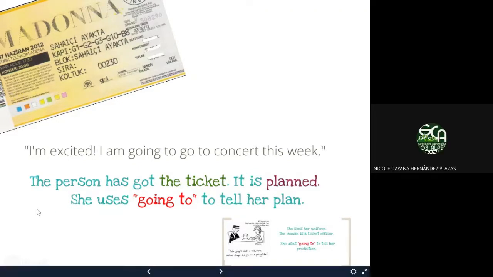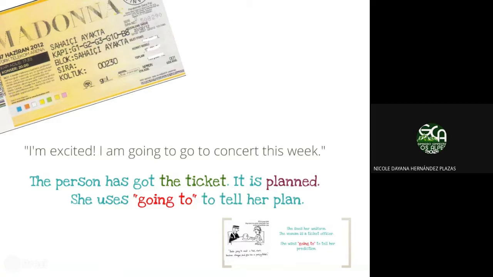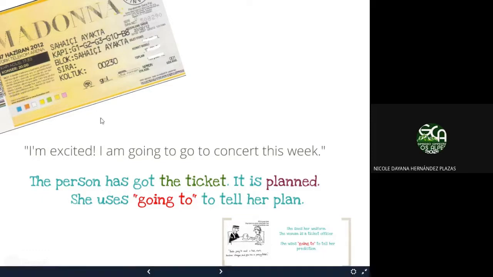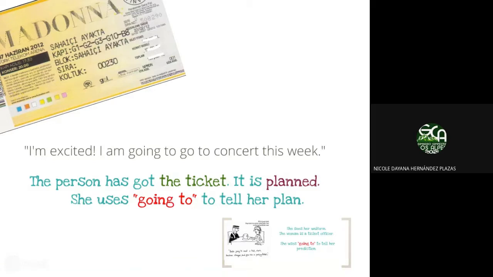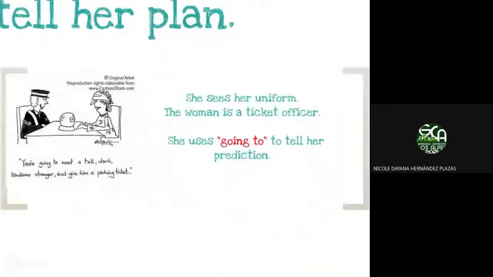Thank you. So look at this, guys. If you say, for example, okay, I am going to go to a concert this weekend or this week, that means first that you have to make the plan. Second, that you have to use some money. Third, that you have to buy the ticket. Fourth, that you have to plan how to go to that place. So can you see all the implications in the going to? It is a plan, an entire plan. So in this case, the person who is saying this has got the ticket. It is something planned. She is going to use going to tell her plan. Got it? Let's take a look at another example.